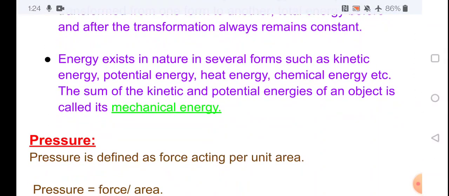Energy exists in nature in several forms such as kinetic energy, potential energy, heat energy, chemical energy, etc. The sum of the kinetic energy and potential energy of an object is called mechanical energy. What do you mean by mechanical energy? The sum of kinetic energy and potential energy is known as the mechanical energy.